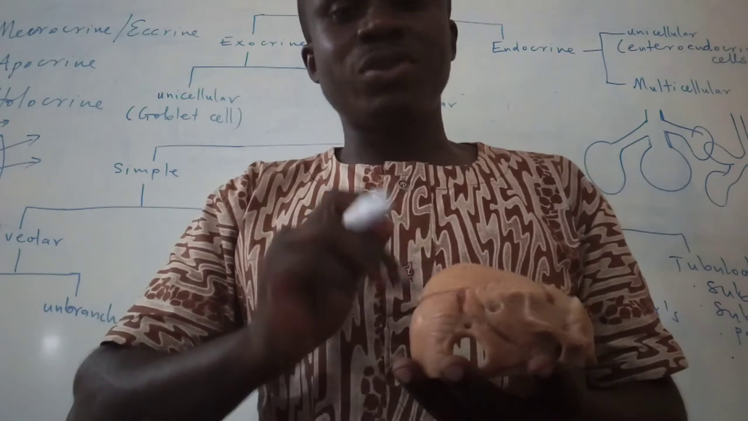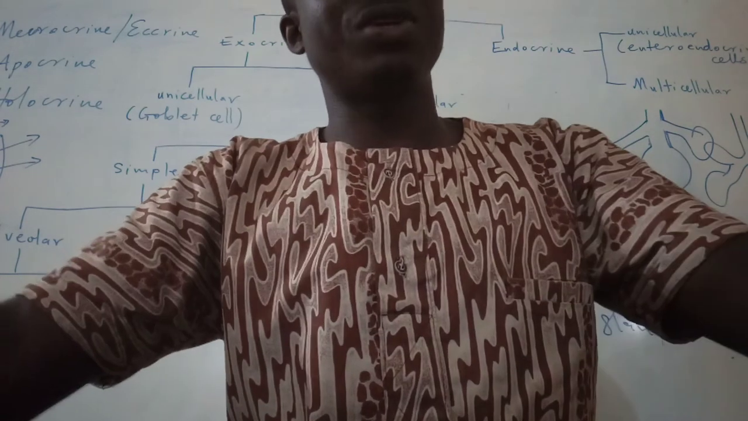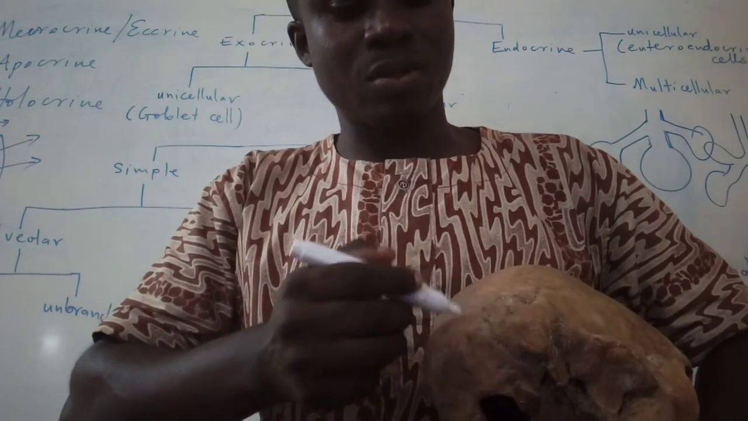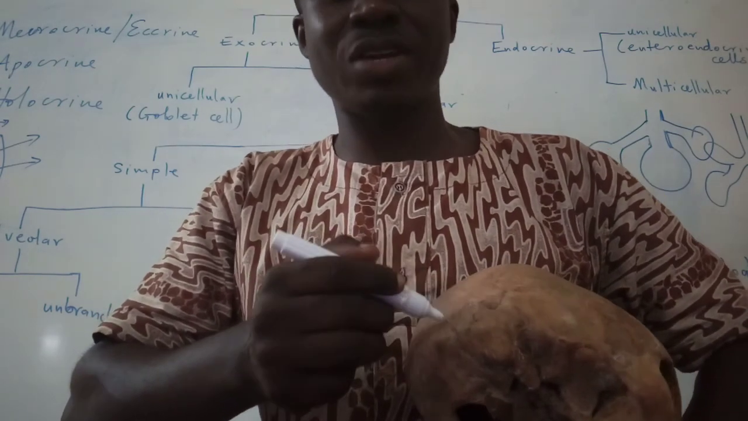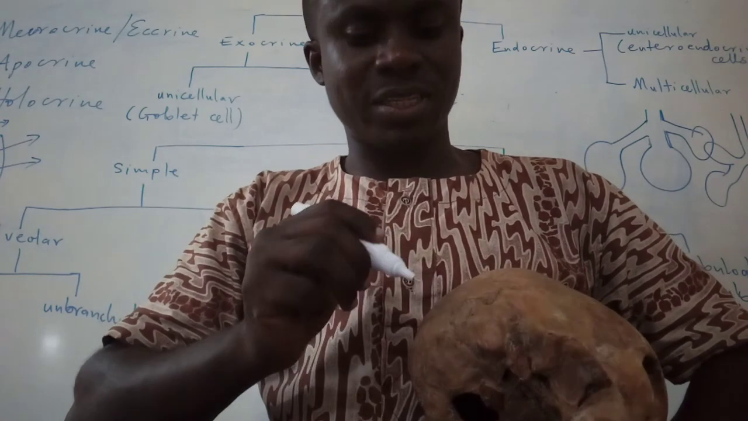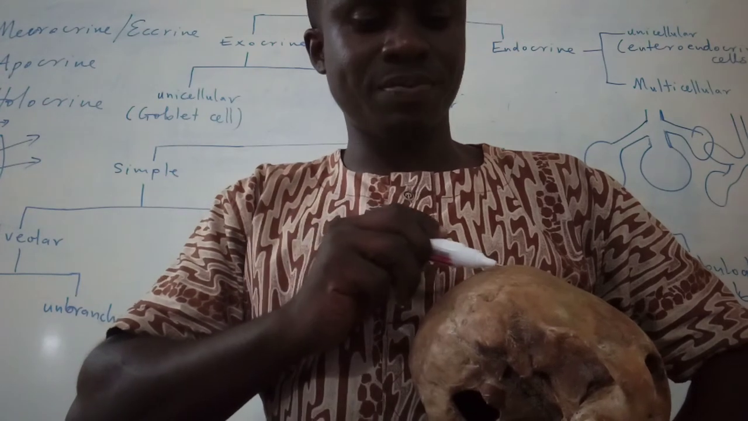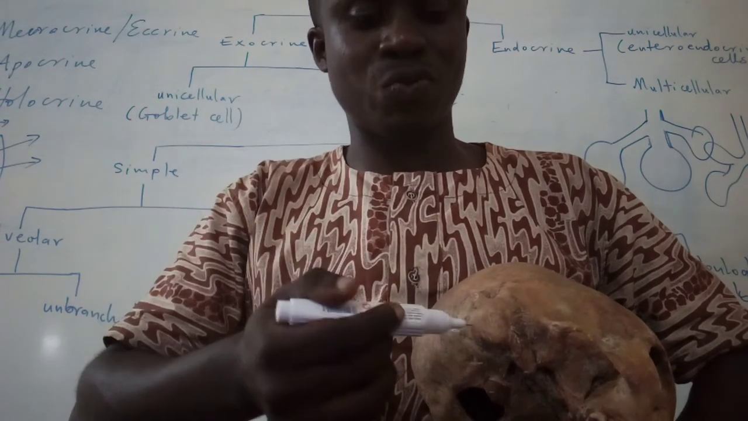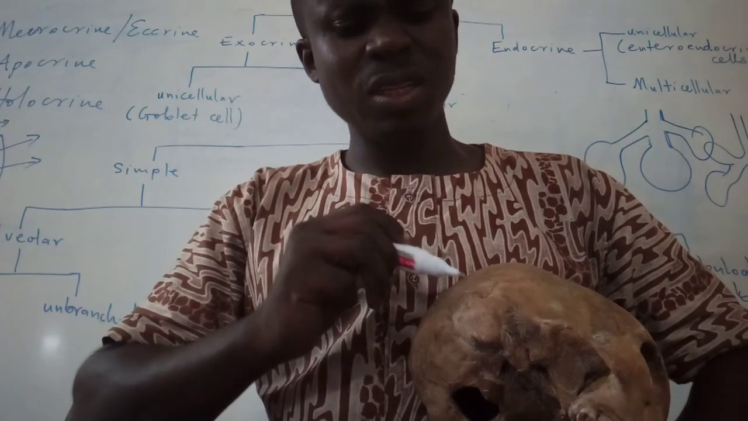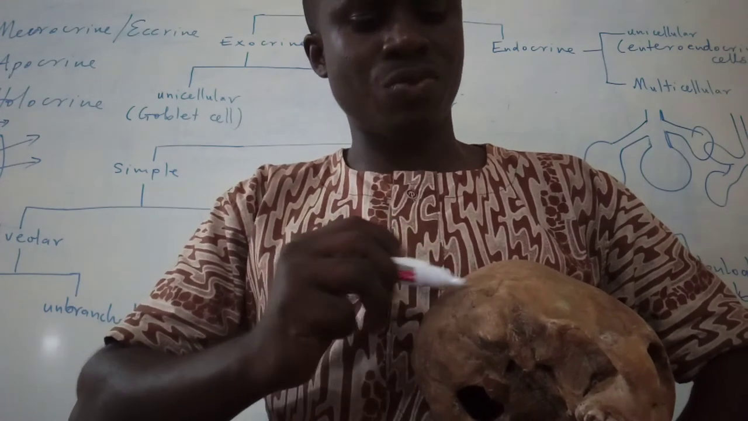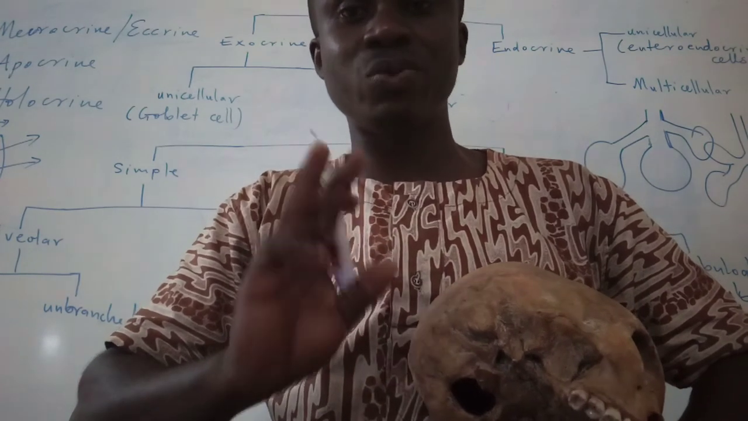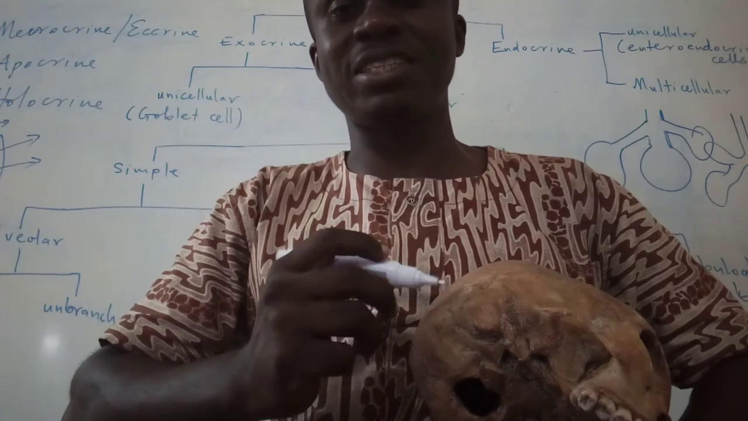For the posterolateral fontanelle, it's going to give rise to what we call asterion, A-S-T-E-R-I-O-N, asterion. Now this asterion is formed by the mastoid process of the temporal bone. Apart from that, we're also going to have the parietal bones contributing, as well as the occipital bone. That are three bones that are contributing to the asterion.